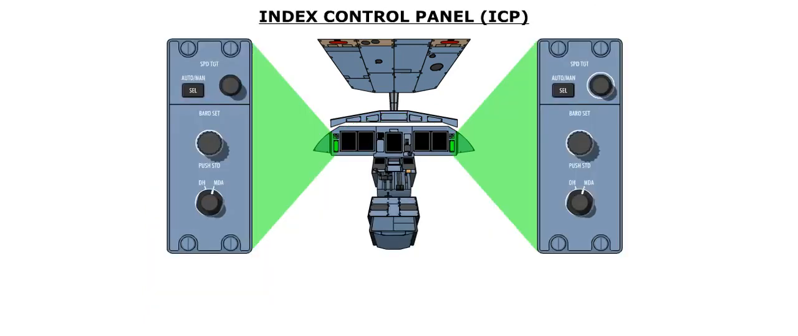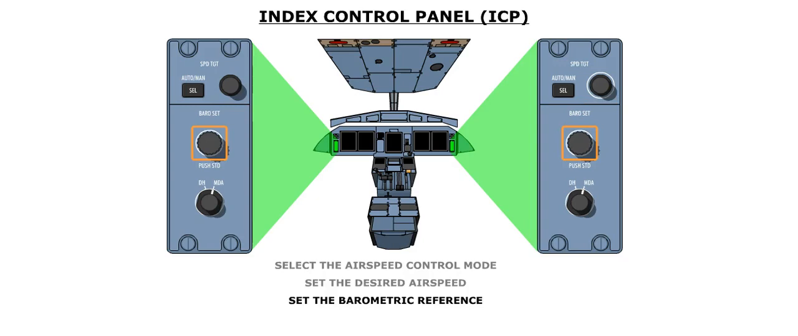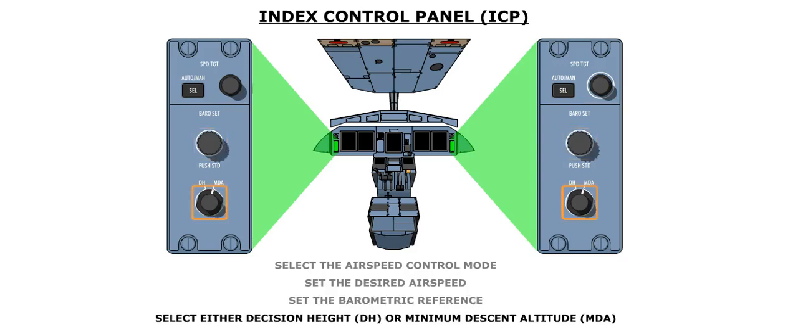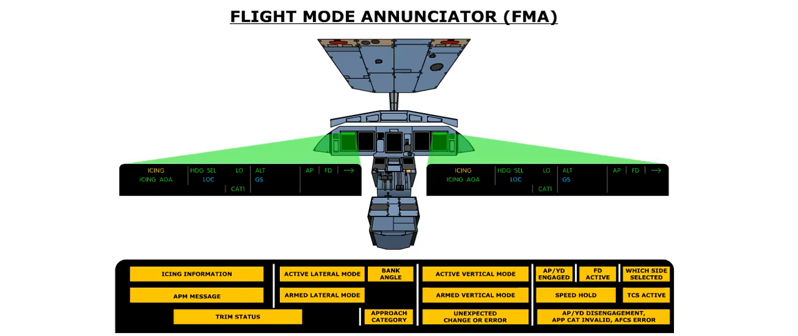The Index Control Panel, or ICP, is used to select the airspeed control mode, set the desired airspeed, set the barometric reference, and select either decision heights or minimum descent altitude. A Flight Mode Annunciator, or FMA, is located at the top of each PFD.